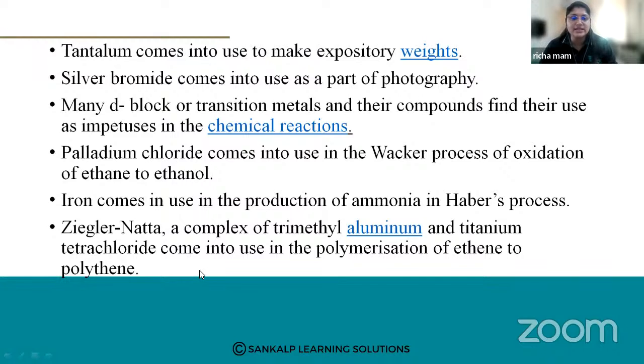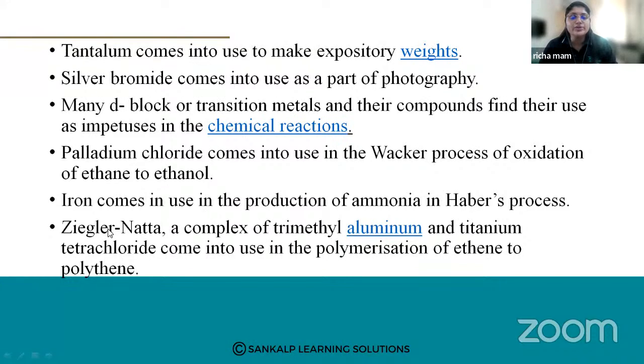So remember, what is Ziegler-Natta? It is a catalyst. What is it made up of? What is the Ziegler-Natta complex made up of? It is made up of trimethyl aluminium and titanium tetrachloride, which come into use in the polymerization of ethene to polythene. So these are the uses. Ziegler-Natta is very important, mark this as important.